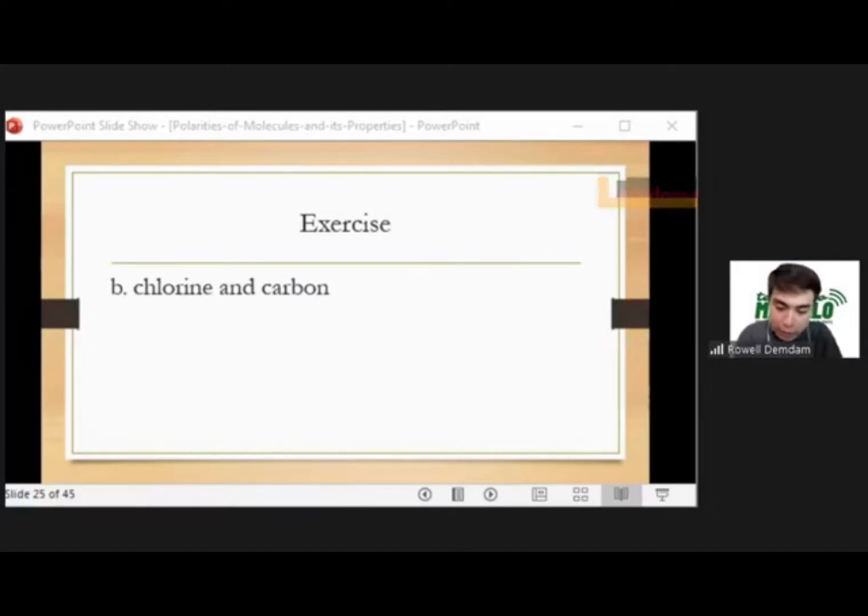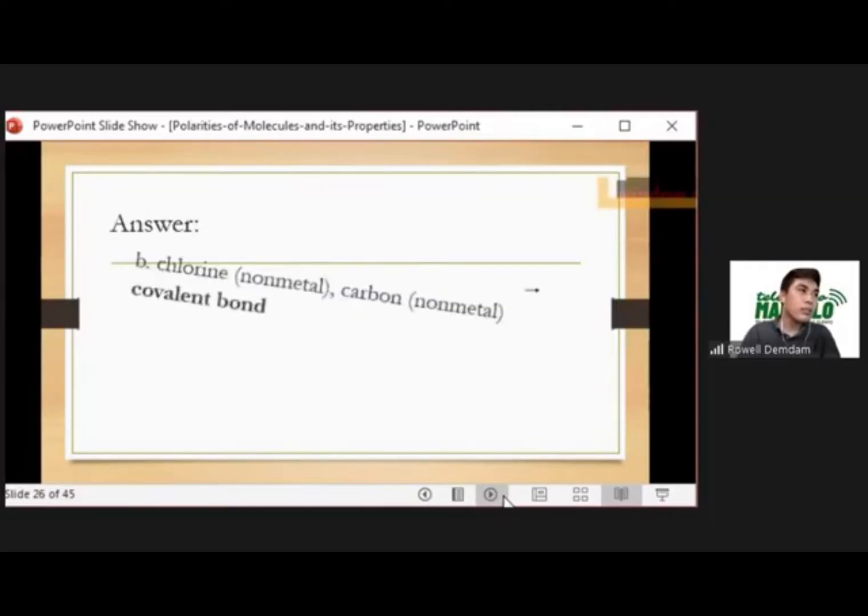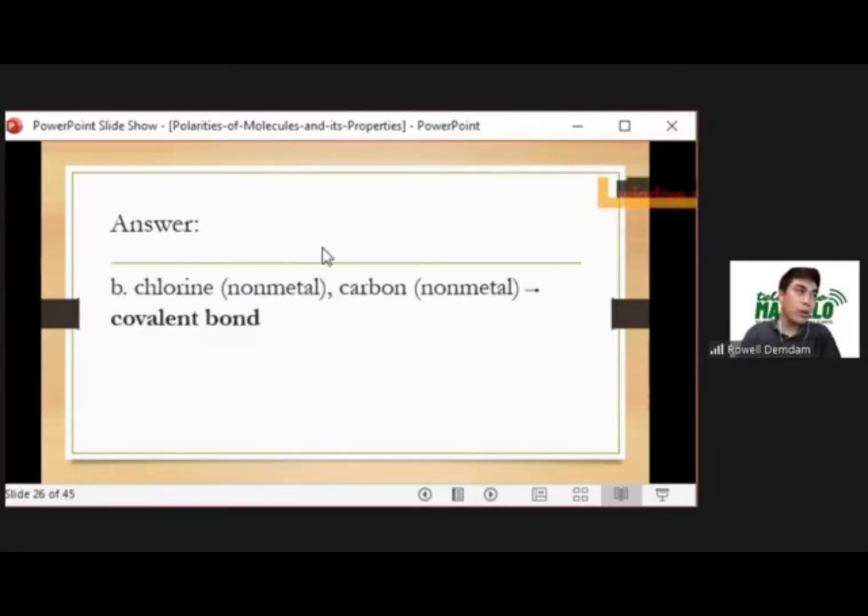Okay, very good. I recognize your answer, Charles Brian Banigan. So the correct answer for this is covalent bond. Chlorine is a non-metal and carbon is a non-metal, so it will give us a covalent bond.